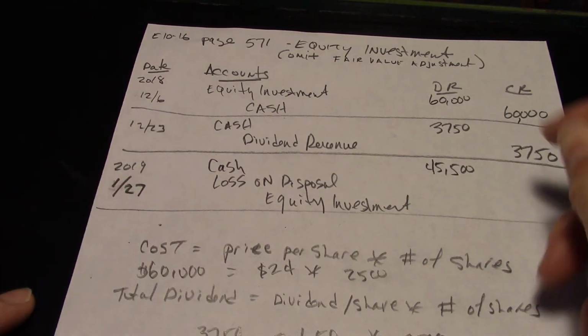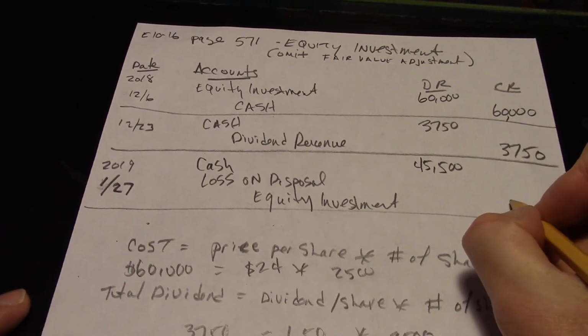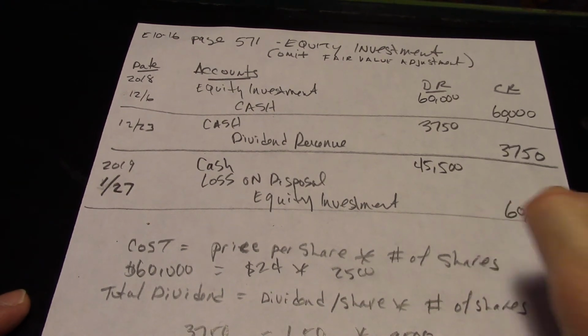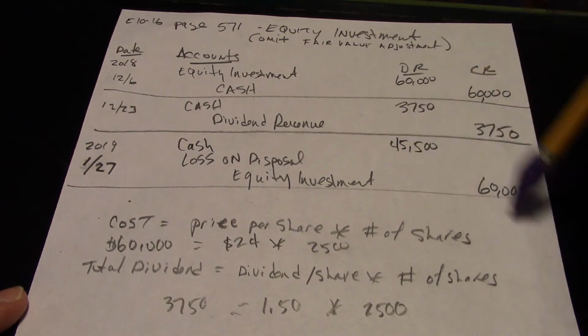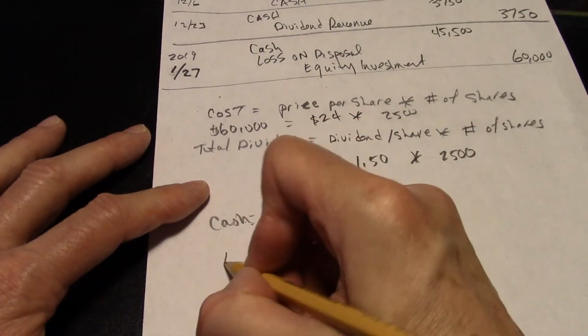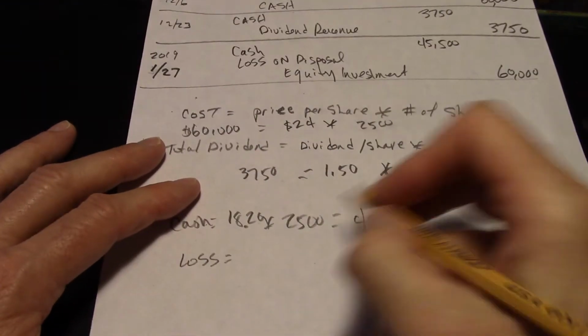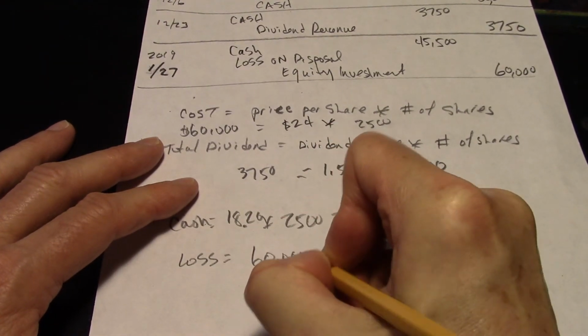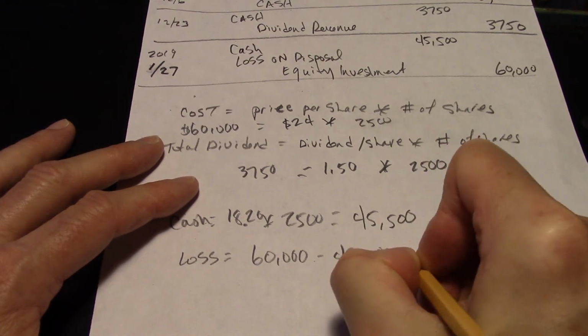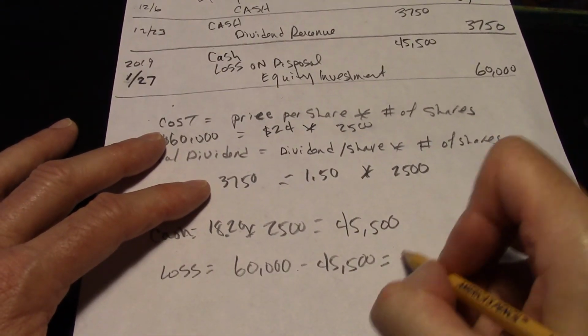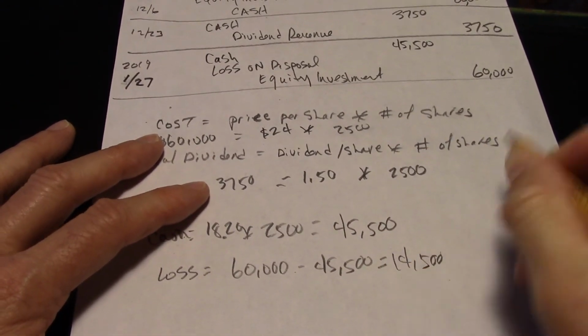We no longer have this equity investment. It was $60,000. Take it off the books for that. And so this difference, obviously, we've got to make our debits equal our credits. So the loss is equal to $60,000 minus $45,500, which is equal to $14,500.